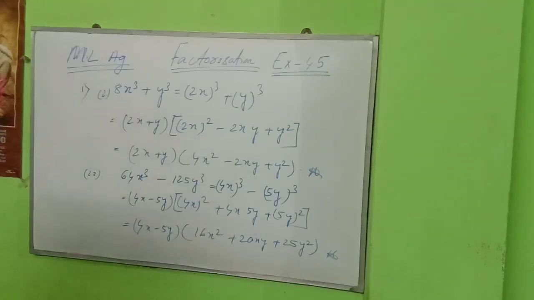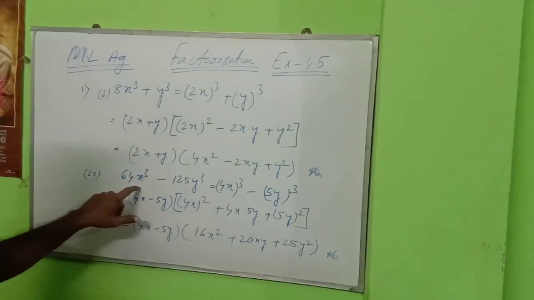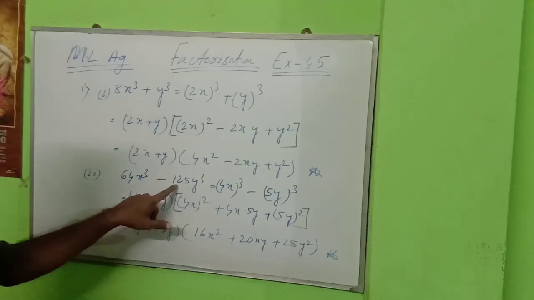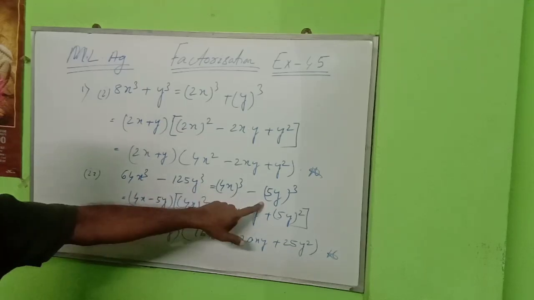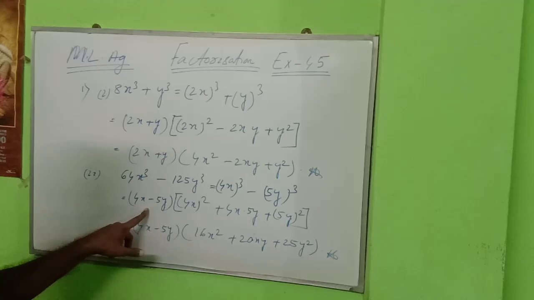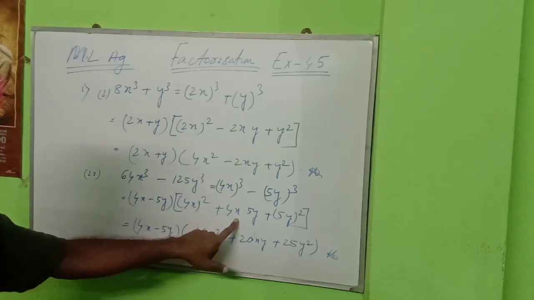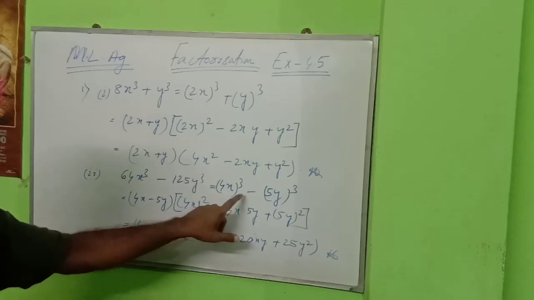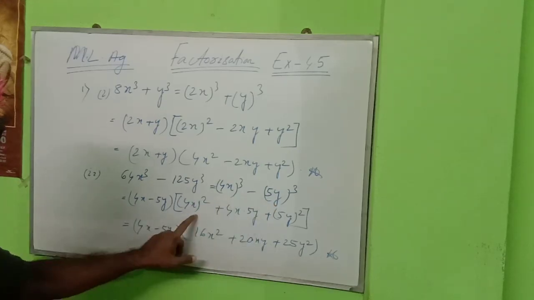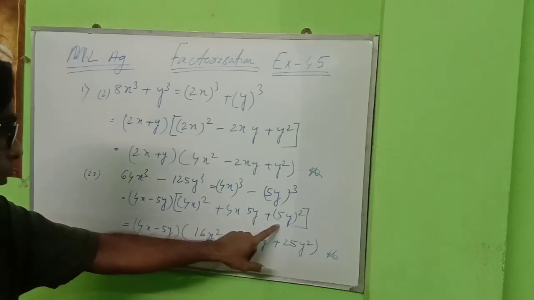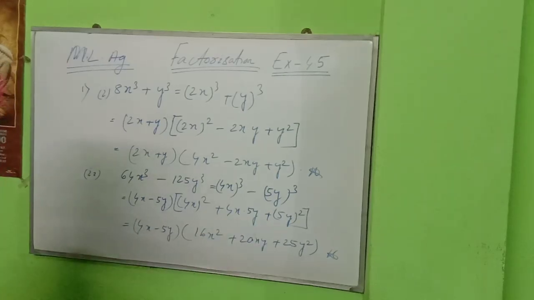Second part, just see: 64x cube means 4x whole cube, 125y cube means 5y whole cube. Applying the formula a cube minus b cube, that is a minus b whole into a square plus ab plus b square. Here a means 4x, b means 5y. Now the final answer is number 1, second part.